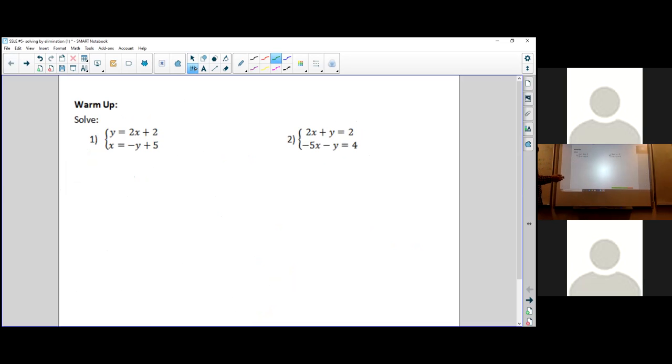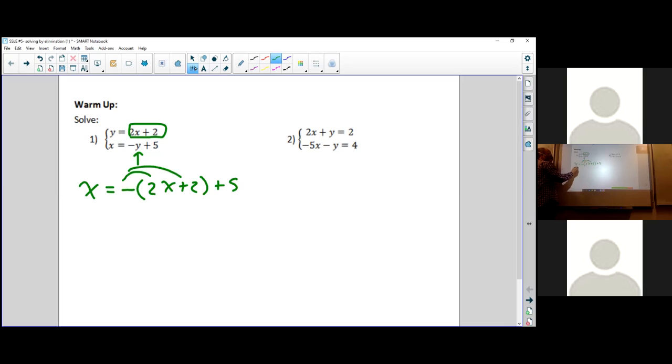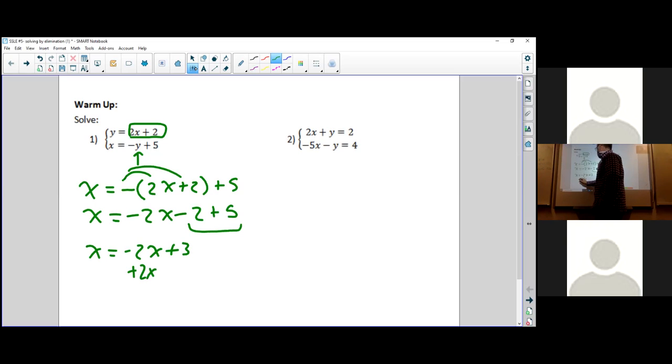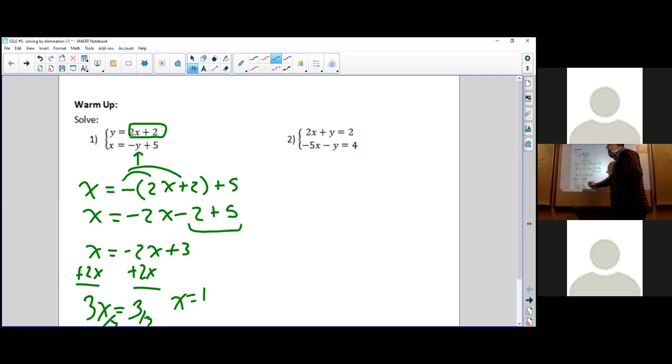Real quick on the warm-up, we want to solve it. So I have y equals or I have x equals. So I'm going to take this and I'm going to plug it in right there. This right here had been a y, but I plugged in 2x plus 2 in place of it. Distribute the negative over. Combine our like terms. Add 2x to both sides. That gives me 3x is equal to 3. Divide by 3, divide by 3. X equals 1.